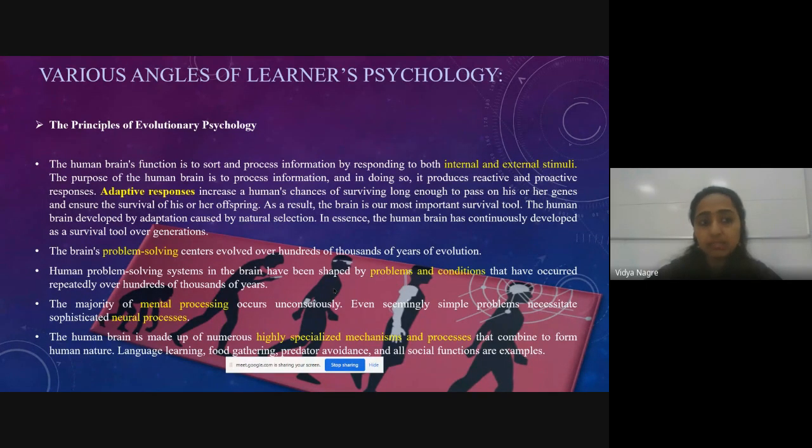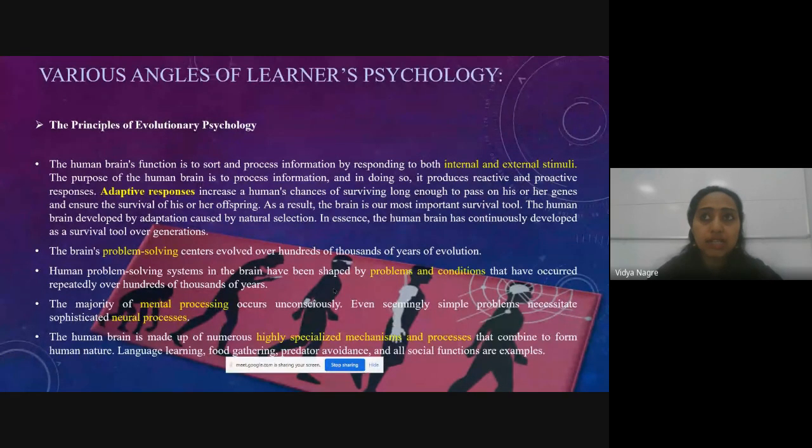The basic of it is the principle of evolutionary psychology. The way human beings have evolved through the centuries is something very noteworthy. And out of the observations of science, physics, and other sciences and humanities, let us see: the human brain's function is to sort and process information, right? What does the human brain do exactly? It sorts out the information and processes it. How? According to the internal and external stimuli.